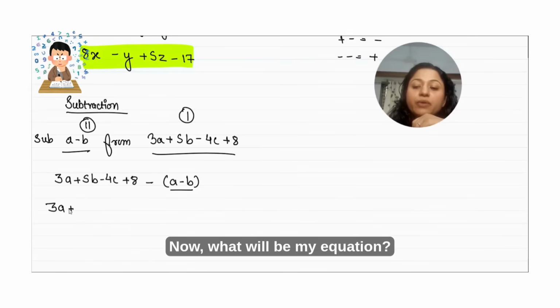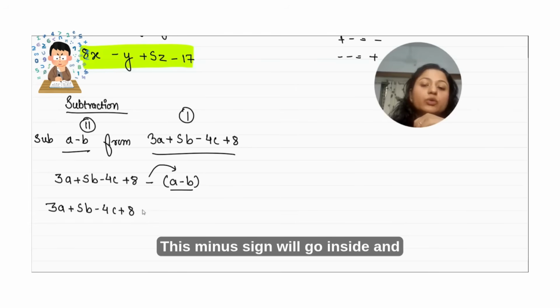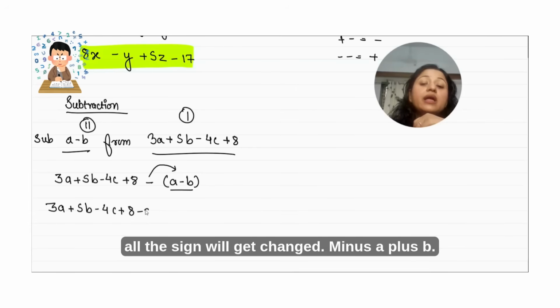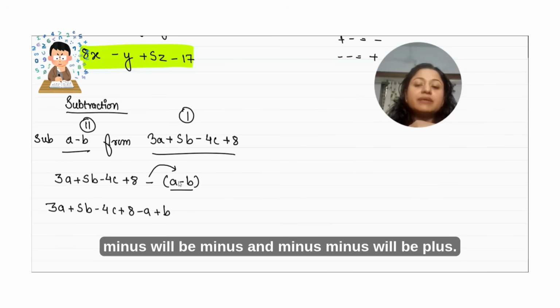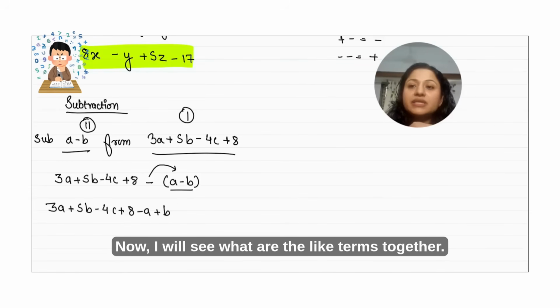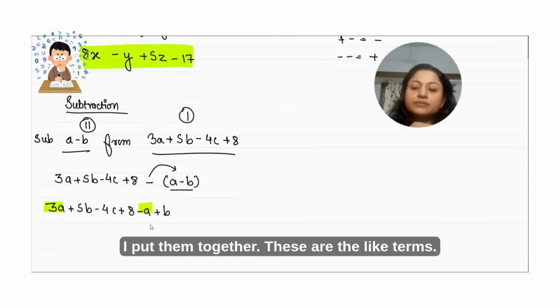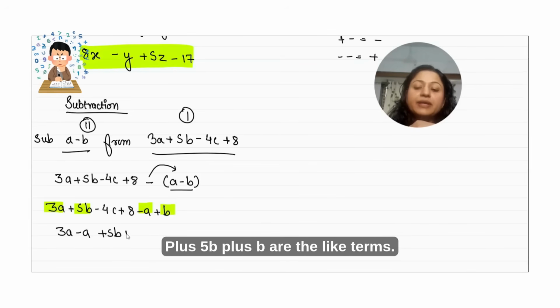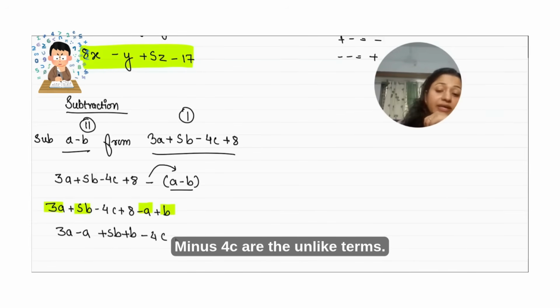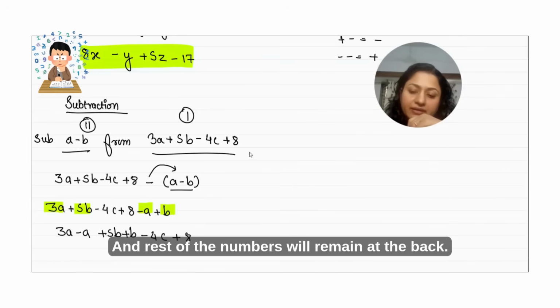Now, what will be my equation? 3a plus 5b minus 4c plus 8. This minus sign will go inside and all the signs will get changed: minus a plus b. That is, minus times plus will be minus and minus times minus will be plus. Now I'll see what the like terms are and put them together. 4c does not have a like term, so we'll write it as it is. 3a and minus a are the like terms. Plus 5b and plus b are the like terms. Minus 4c is the unlike term. And the rest of the numbers will remain at the back.